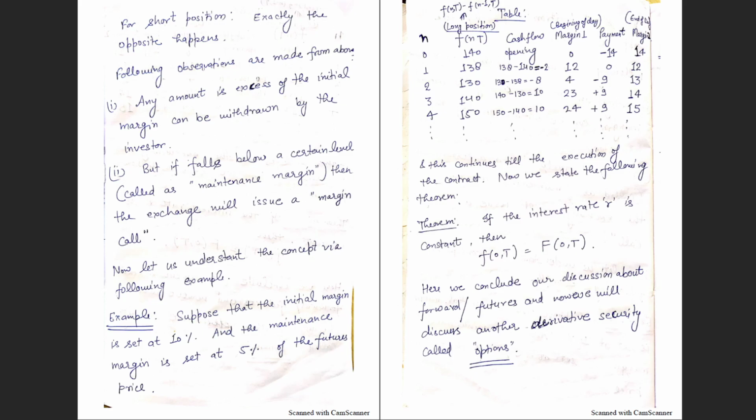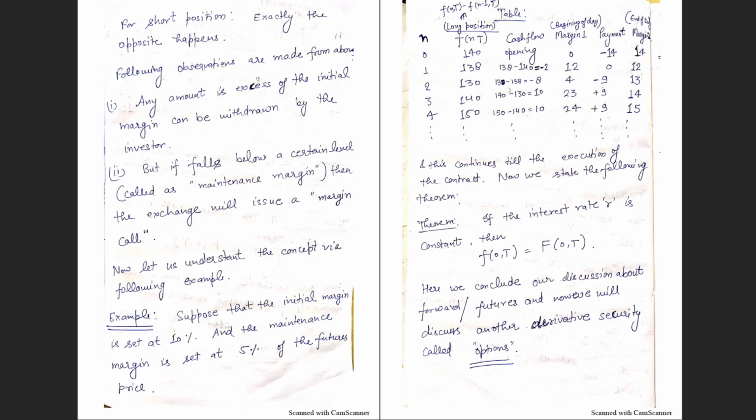So the following observations are made from above. Any amount in excess of the initial margin can be withdrawn by the investor. The exchange has fixed that this much amount you have to deposit, so if at any time your total deposit exceeds that initial amount, you can withdraw the excess. Suppose the exchange says you deposit a minimum of 10 rupees, and now your investment has become 15, so you can withdraw 5 rupees, but 10 has to be there. But if it falls below a certain level called the maintenance margin, the exchange will issue a margin call, and we will not discuss that in detail.